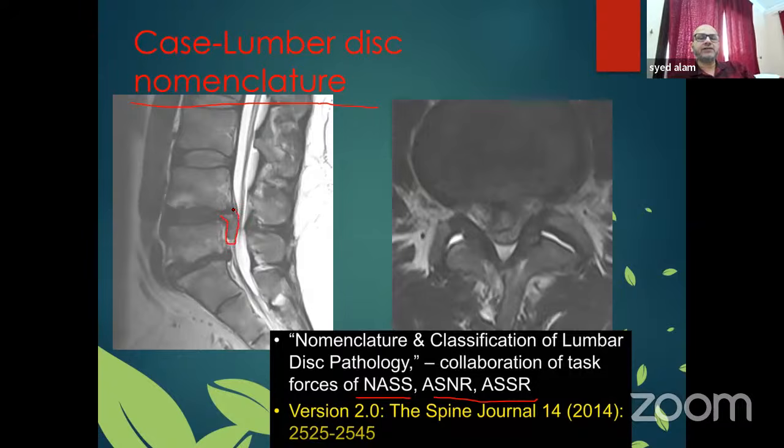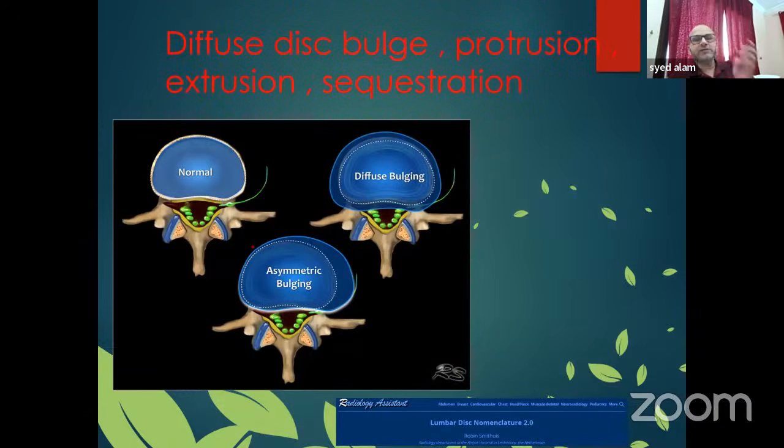Here, a disc going inferiorly, we call it disc extrusion, and I will tell you why. We should not say herniation in every case, because in MRI we have to describe whether this is protrusion, extrusion, sequestration, or disc bulge.